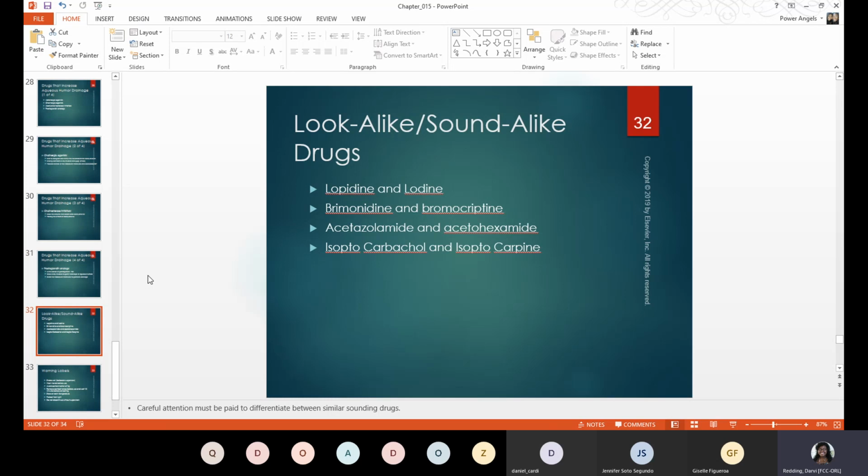And then you have isopto carbachol and isopto carpine. So it's very important, again, to pay very close attention when it comes to choosing the medications and differentiate them because they can sound similar.